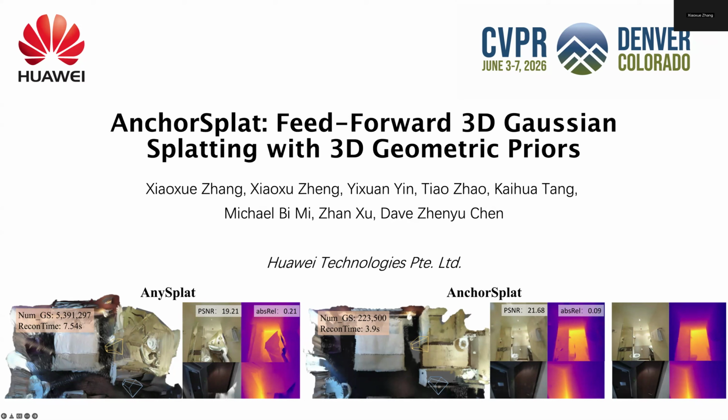Here, I will present AnchorSplat, a feed-forward 3D Gaussian splatting with 3D geometric priors. The core idea is very simple. Instead of growing Gaussians from image pixels, AnchorSplat anchors them in a native 3D space, giving a compact and more view-consistent scene representation.